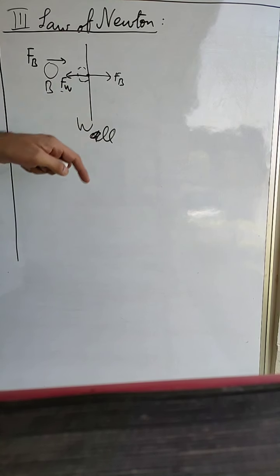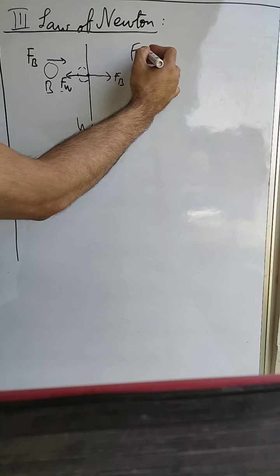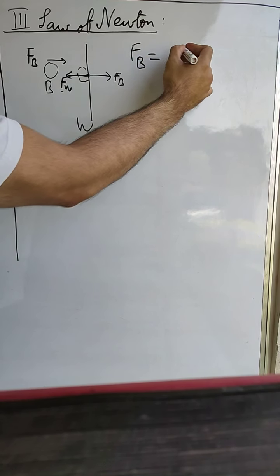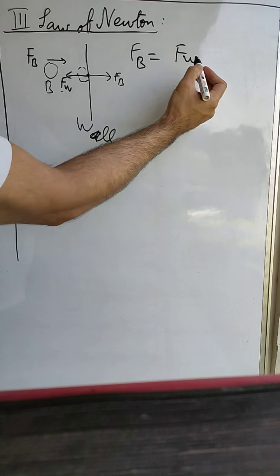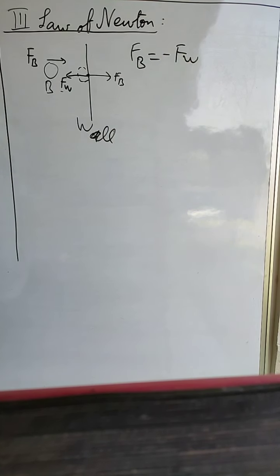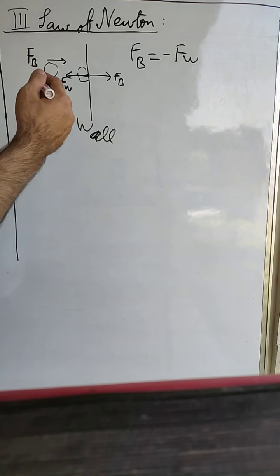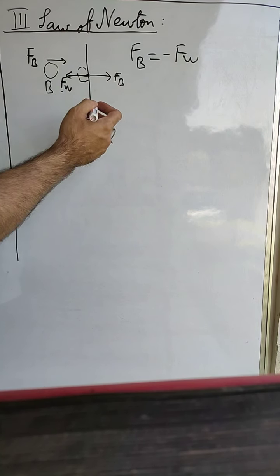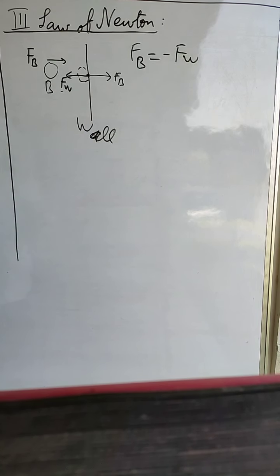So when Fb is applied, Fw is applied at the same moment, such that Fb equals Fw but in opposite direction. So we apply a minus sign to show that the direction of the force applied by the wall is opposite to the direction of the force applied by the ball. Okay. So these are two forces which are acting in pair. Such forces are called an action reaction pair.